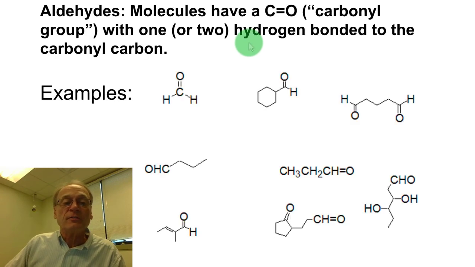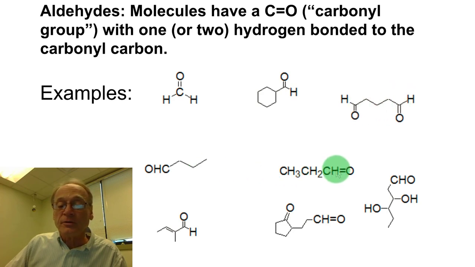So, first of all, what are aldehydes? Well, they are molecules that have the C double bond O, in other words, a carbonyl group, just like ketones do, with one or possibly two hydrogens bonded to the carbonyl carbon. So this one has a C double bond O with two hydrogens. This has a C double bond O with one hydrogen and a carbon group. This one has two C double bond O's, both with hydrogens and carbon groups. So this one's a dialdehyde.